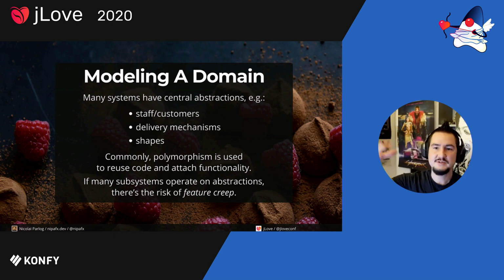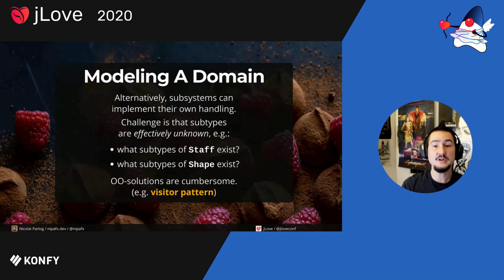So right, we have these central abstractions, like let's stick to shapes, for example. Now, if many subsystems use our shapes, they have many different requirements for our shapes. So there's a certain risk that we start attaching a lot of not really related functionality to shapes just because they're used all over our system. There would be feature creep, right? You end up with an interface with like 20 methods that are partially unrelated to one another. What you could also do is have subsystems that implement their own handling.